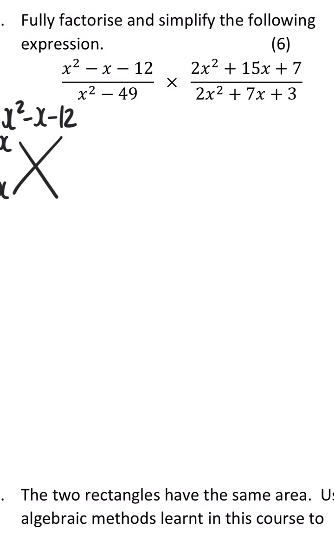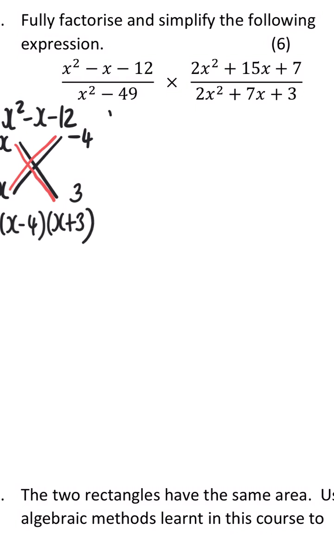x and x because it's monic. 2 numbers that multiply to give me negative 12 and add to give me negative 1. Well, 4 and 3 is a factor pair with a difference of 1. Which one has to be negative? It has to be this one. x times negative 4 plus x times positive 3 does give me negative 1. So I can factorise that into x minus 4, x plus 3.